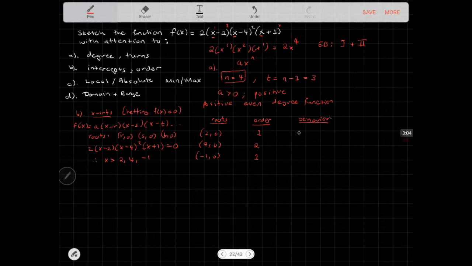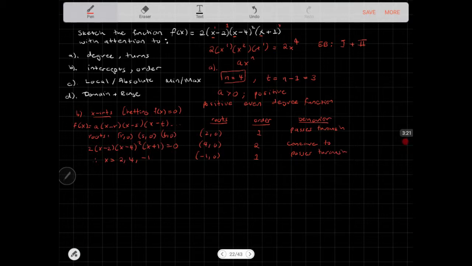At (2, 0), the behavior is that it passes through. At (4, 0), it should be concave to that point, touching and turning around. At (-1, 0), it should also just pass through that point.